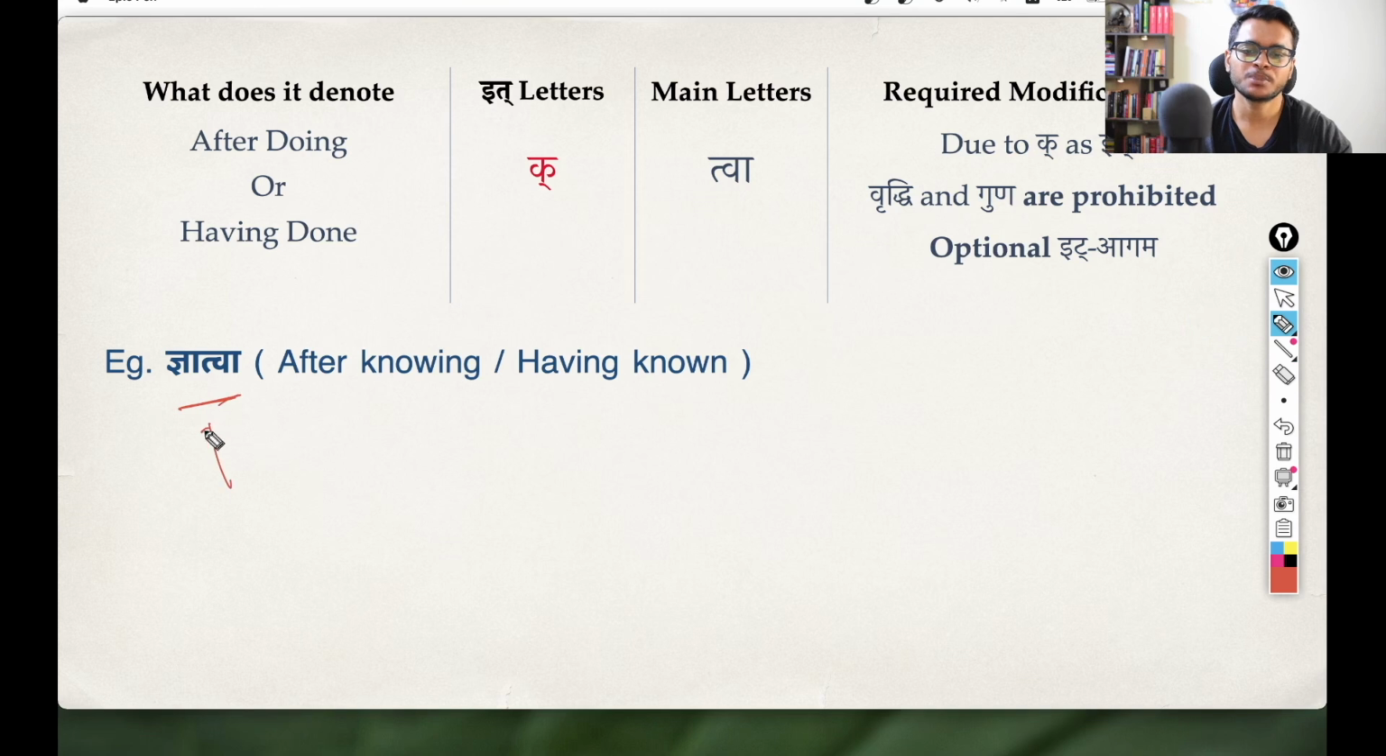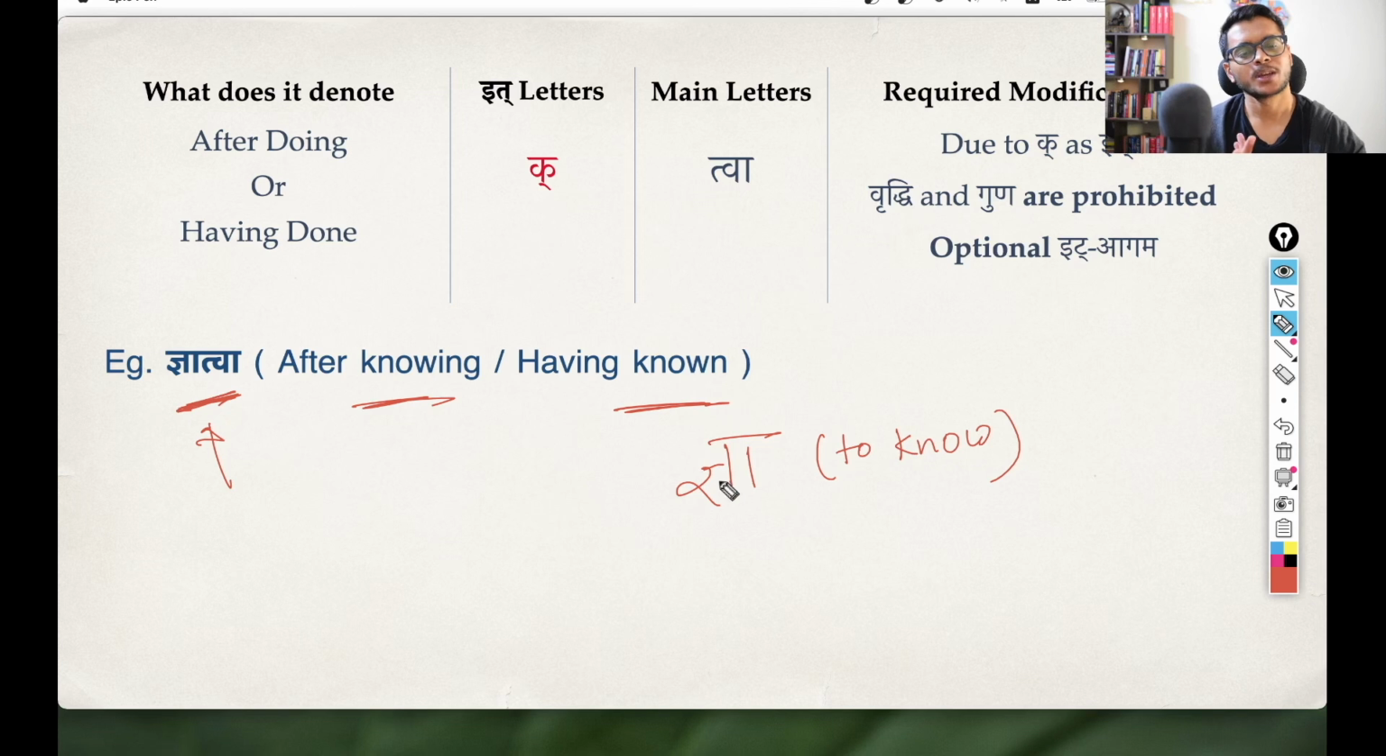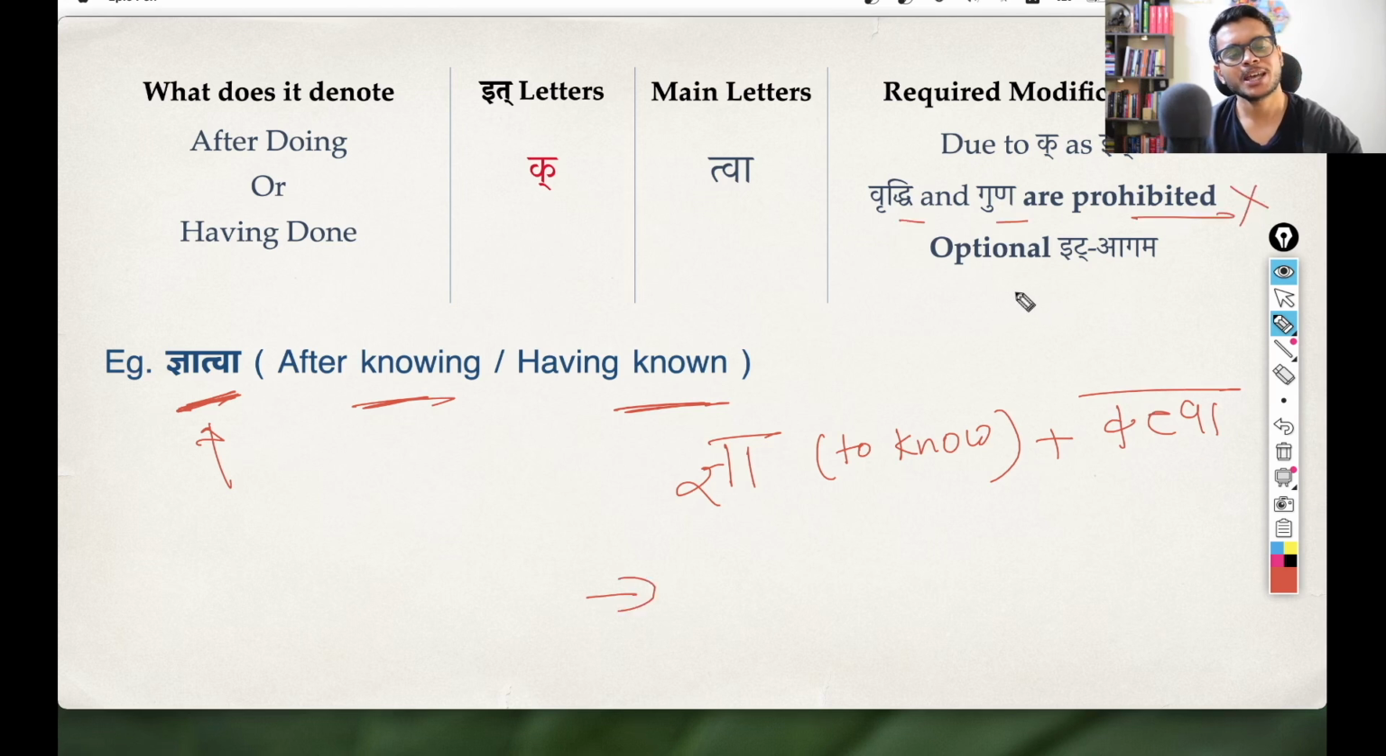So now we have this pada jnatva. And jnatva means after knowing or having known. And this jnatva, a lot of you can guess, is coming from the jna dhatu. Jna dhatu again means to know. And here we are modifying this dhatu using twa pratyaya. So vriddhi and guna are prohibited. So no change, and the optional it agama is also not possible.